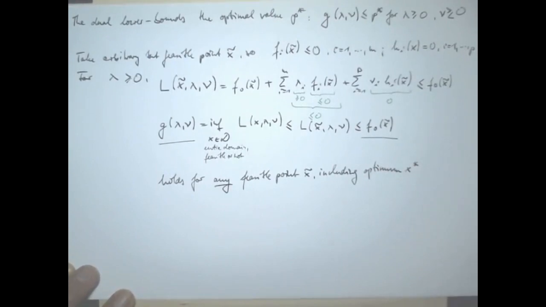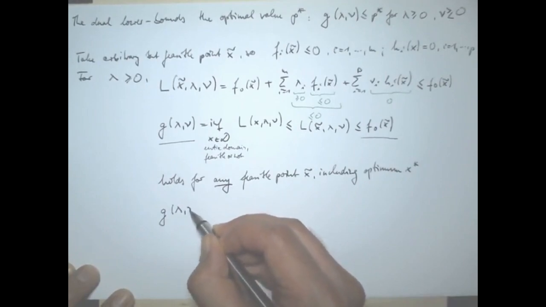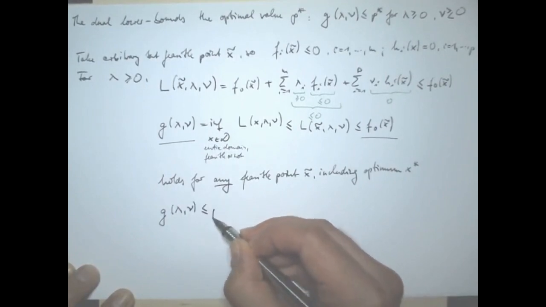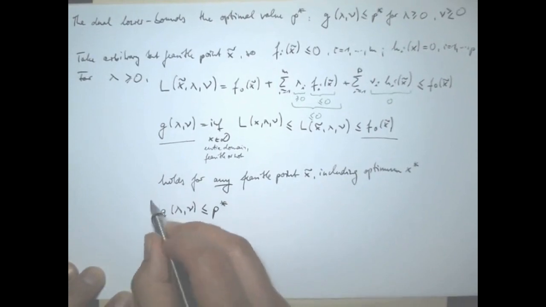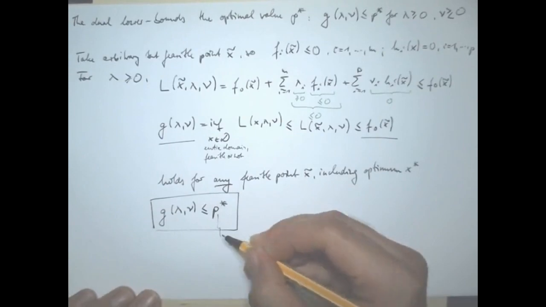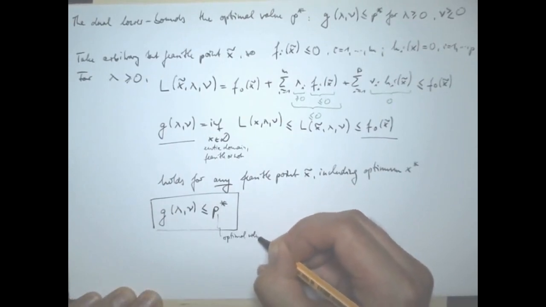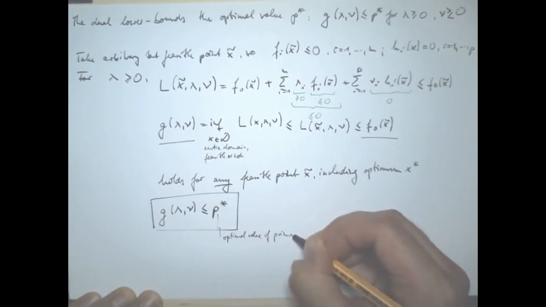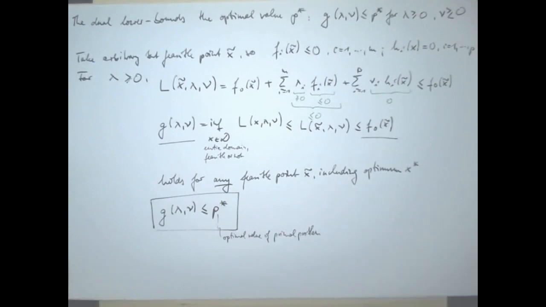And this is why we find that overall our dual function is a lower bound to our primal optimal value. So P star was the optimal value of the primal problem. And this inequality always holds.